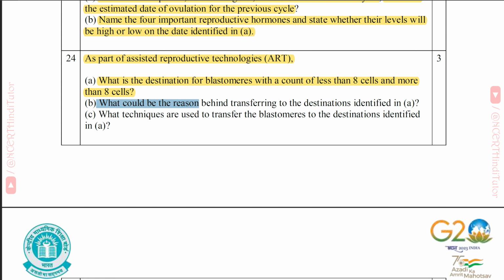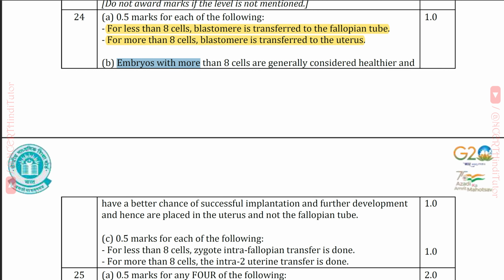B. What could be the reason behind transferring to the destinations identified in A? Answer. Embryos with more than 8 cells are generally considered healthier and have a better chance of successful implantation and further development, and hence are placed in the uterus and not the fallopian tube.